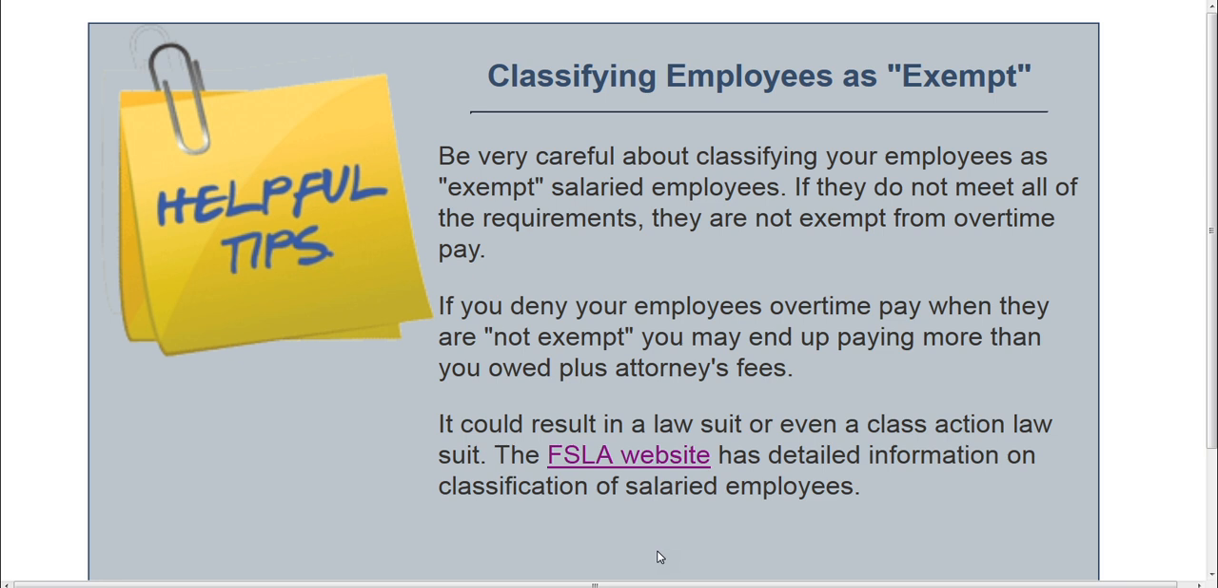And if you have questions, please visit the FSLA website for more information on classifying these employees, because this is a very important step as you begin the hiring process.